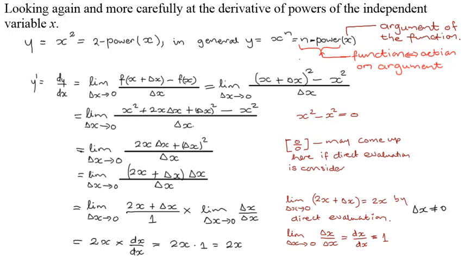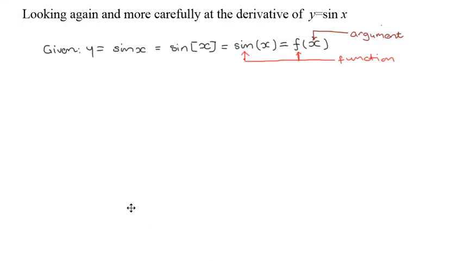Okay, moving forward, now looking at the trigonometric function sine. Again here we've got sine of x, which you can write this way, with a square bracket to emphasize or highlight what the argument is, which in this case is x. Then you can identify sine as the function, the action on the argument x, and write this as f of x. So when I'm talking of the function, I'm talking of sine. So sine of x is f of x.